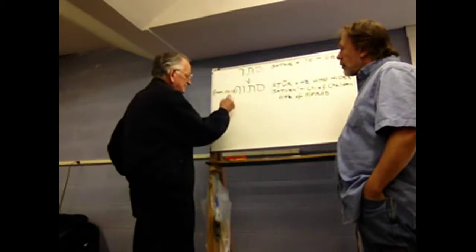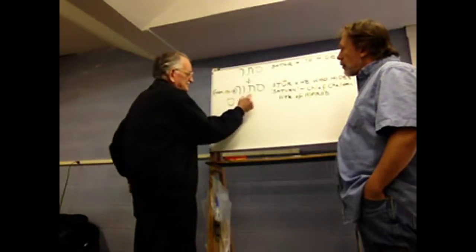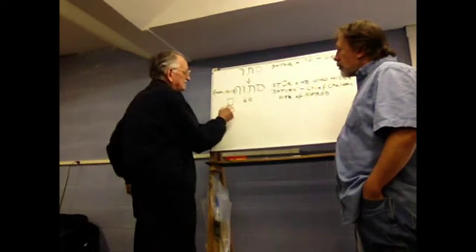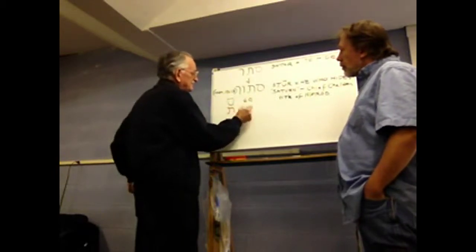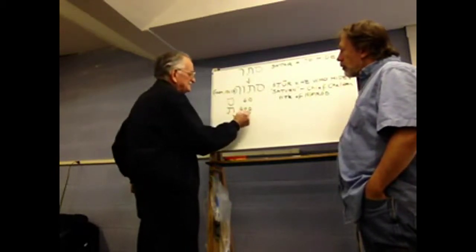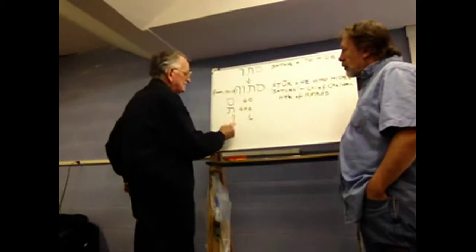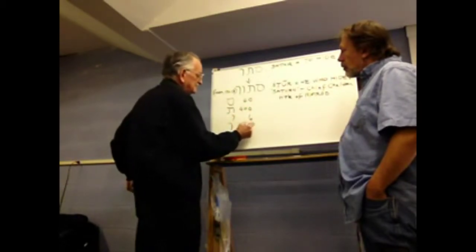Samech has a value of 60, Tav is 400, Vav is 6, and Resh is 200.